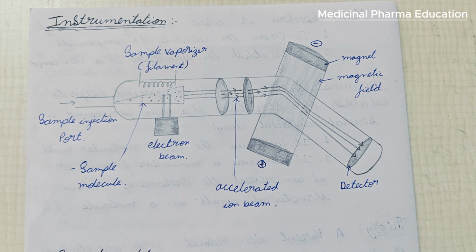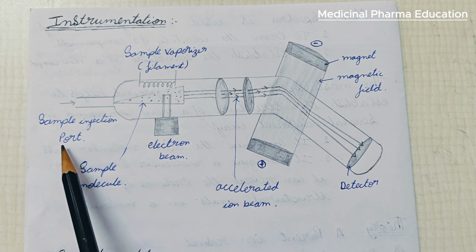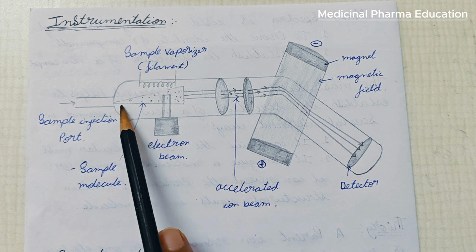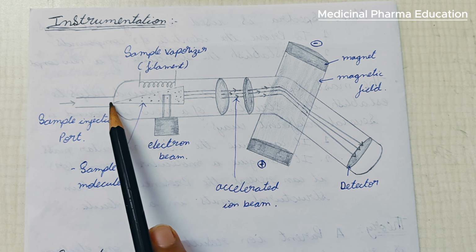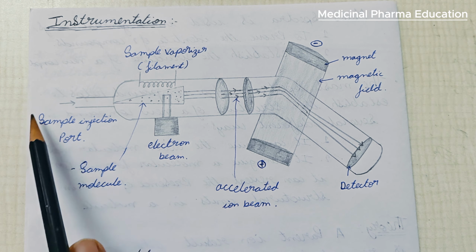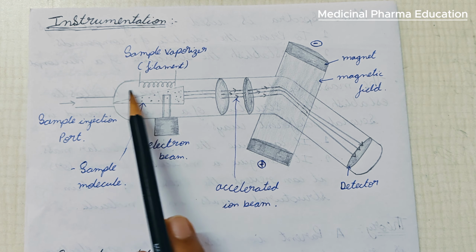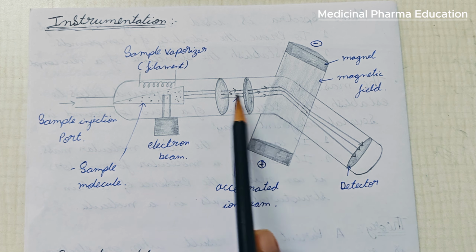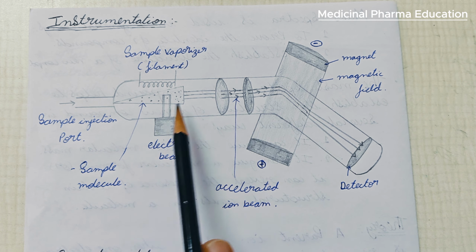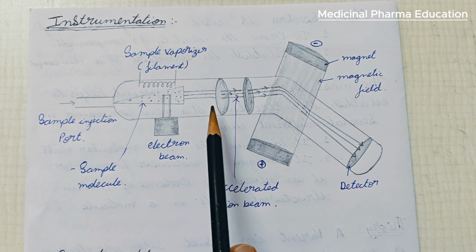This is the instrumentation diagram you have to draw if they ask. I'll explain it. It contains a sample ingestion port. It is connected to a larger reservoir where a small entrance is opened, where the sample is pumped into the mass spectrometer. This all takes place in a vacuum state. First, remember it takes place in a vacuum state where gravity does not influence.